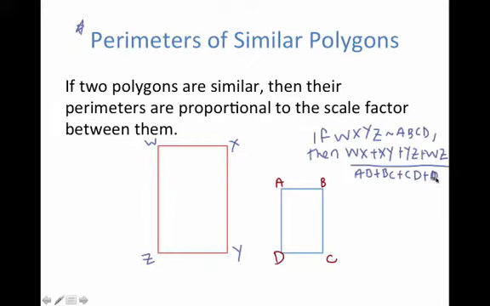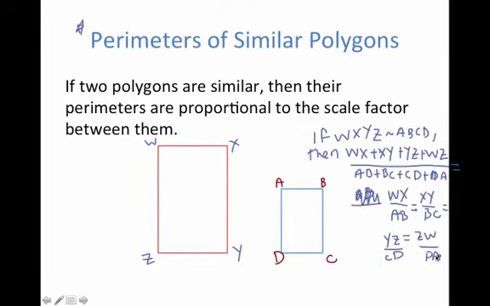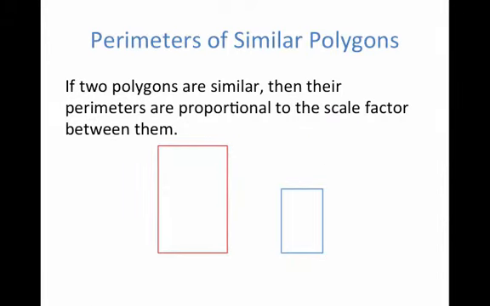So the perimeter of those two polygons is proportional to the scale factor between them. So the scale factor would be just the ratio between any two sides. It could be WX over AB, or it could be XY over BC, or it could be YZ over CD, or it could be ZW over DA. I'm going to do an example problem involving this idea.